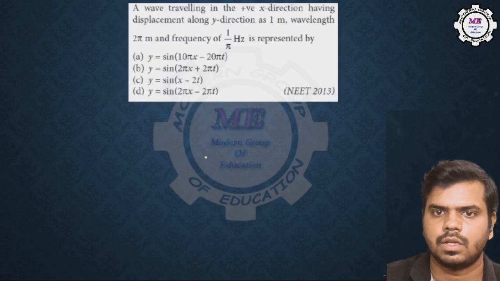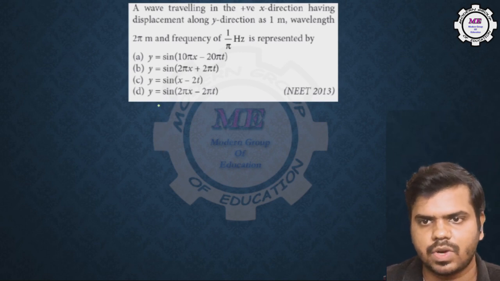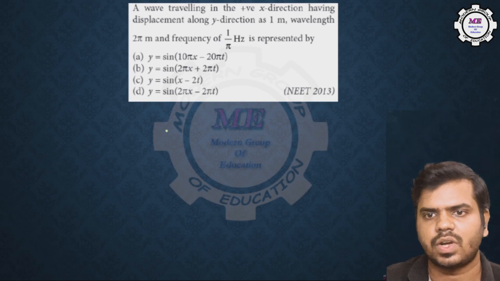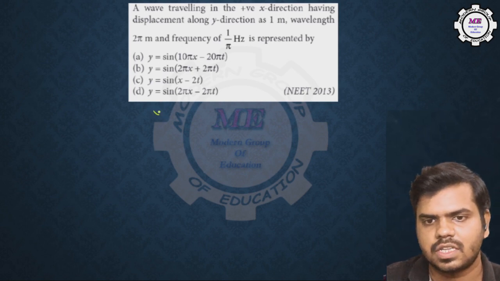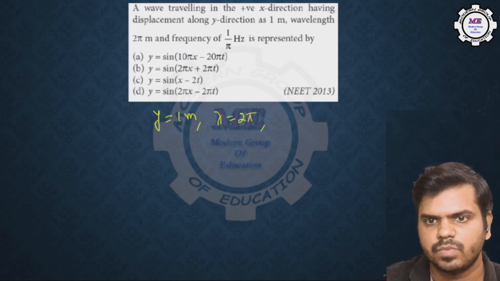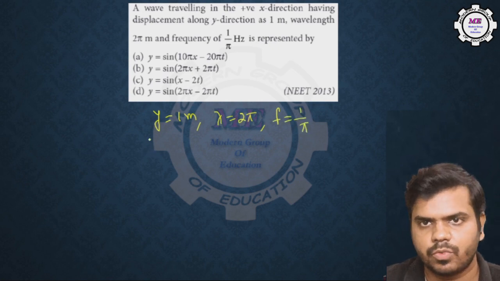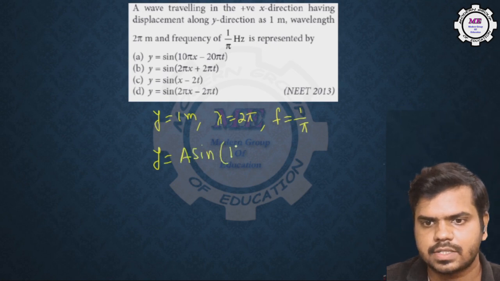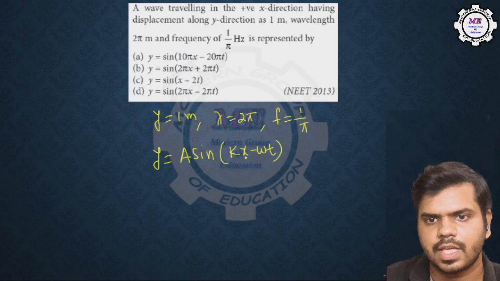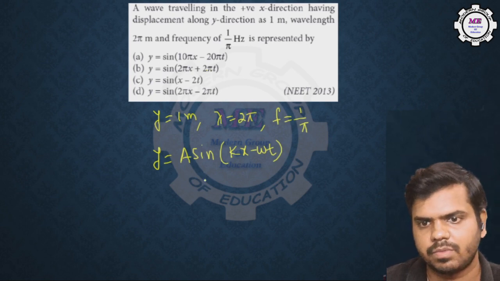Now, a wave traveling in the positive x direction having displacement along the y direction as 1 meter, wavelength 2 pi meter and frequency 1 by pi hertz is represented by... Here it is given that a is 1 meter, wavelength lambda is 2 pi meter, and the frequency is 1 by pi. So first of all, you have to know the equation of wave: y equal to a sine of omega t minus kx. You can write it as kx minus omega t, or kx plus omega t. It can be any of them.